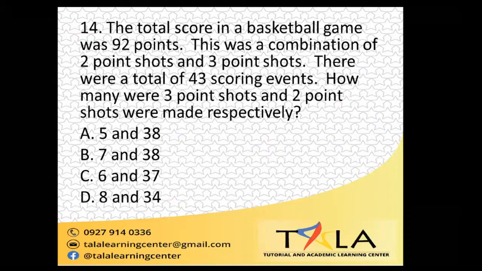Next, number 14. So, sometimes, pag binasa mo yung mga problem, hindi mo minsan magigets kung anong klaseng problem siya o kagaya nito. The total score in a basketball game was 92 points. This was a combination of 2-point shots and 3-point shots. There were a total of 43 scoring events. How many were 3-point shots and 2-point shots were made respectively.